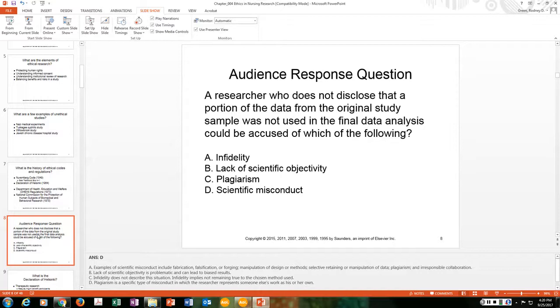So here's a question for you. A researcher who does not disclose that a portion of the data from the original study sample was not used in the final data analysis could be accused of which of the following? Infidelity, lack of scientific objectivity, plagiarism, or scientific misconduct? D. D is the answer.